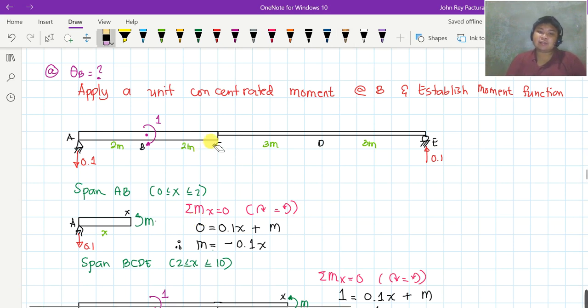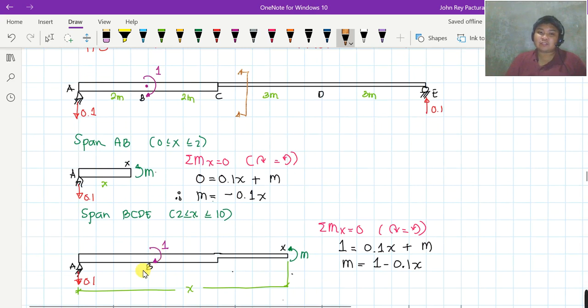On the other hand, kapag nag-BCDE ka, bahala ka kung saan mo trip. Halimbawa, dito, wala namang problema kahit saan mo dyan piliin kasi nga, isa rin lang naman ang moment function na nagre-represent nitong mahabang span na to. So, span BCDE, mag-i-start siya sa 2, matatapos siya sa 10. Okay? So, from 2 to 10 siya.